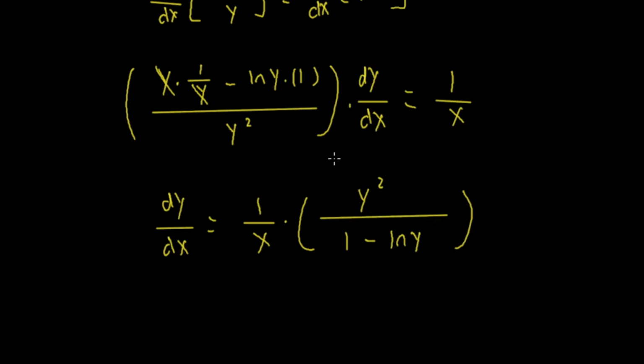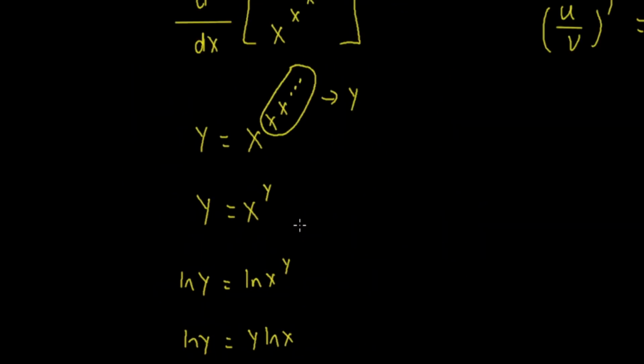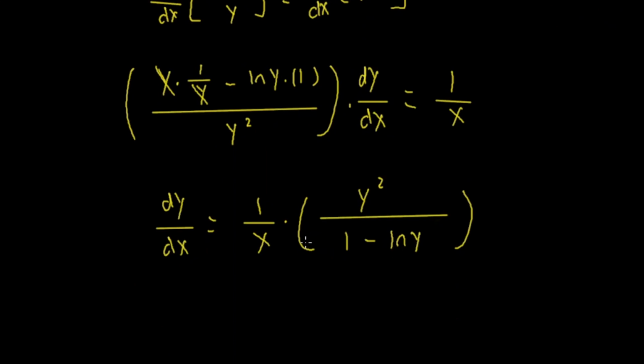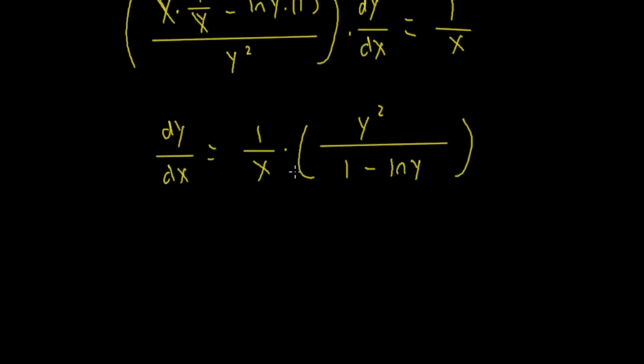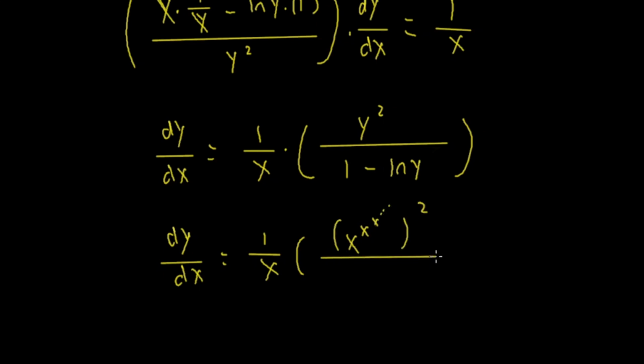Okay, we have to write everything in terms of x, not y. So what is y? We said that y is equal to x to the power of x to the power of x to the power of x, then endlessly. So same here, let's rewrite this. x to the power of x to the power of x, all of this squared, divided by 1 minus ln of x to the power of x to the power of x.